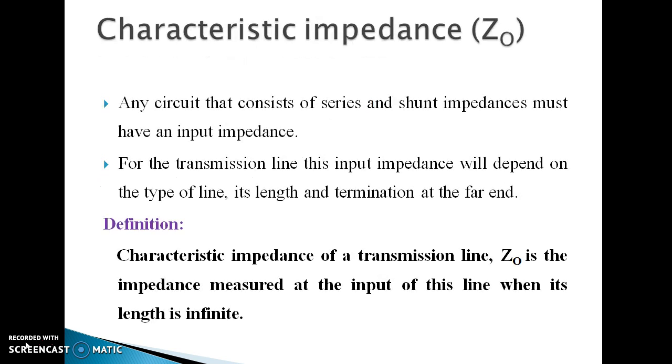So, characteristic impedance consists of series and shunt impedances and must have an input impedance. For the transmission line, this input impedance will depend on the type of line, its length and termination at the far end. So, the definition of characteristic impedance of the transmission line is the impedance measured at the input of this line when its length is infinite.